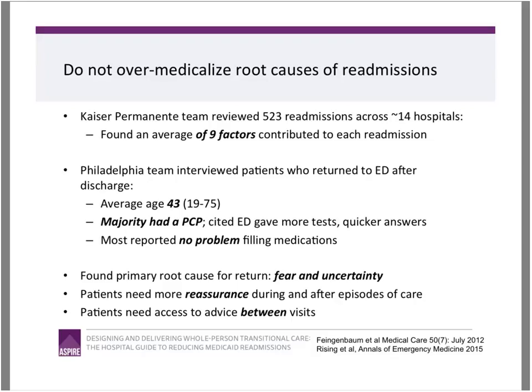And so the team found the following three bullets that I have on the screen here. They found that the primary root cause for a quick return to the emergency room was fear and uncertainty about their condition. They were seeking reassurance from the provider that they were recovering on track, that there was no further need for concern, et cetera. And they concluded that patients needed more reassurance both during and after episodes of care, and they really needed access to advice between visits.